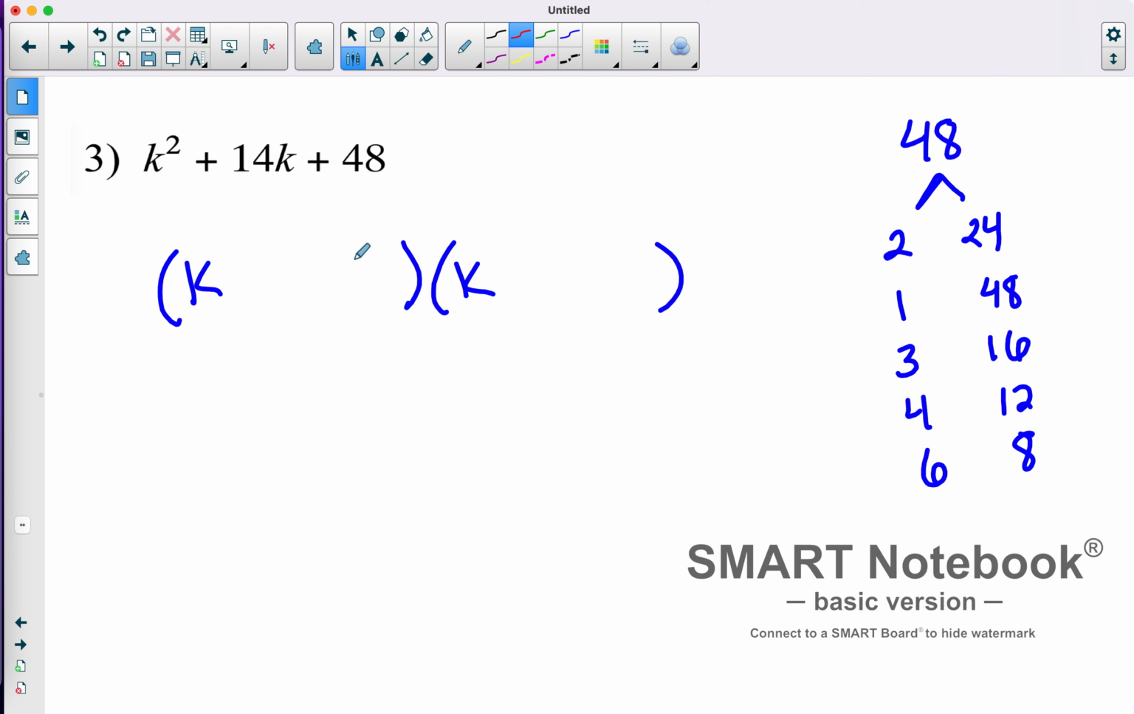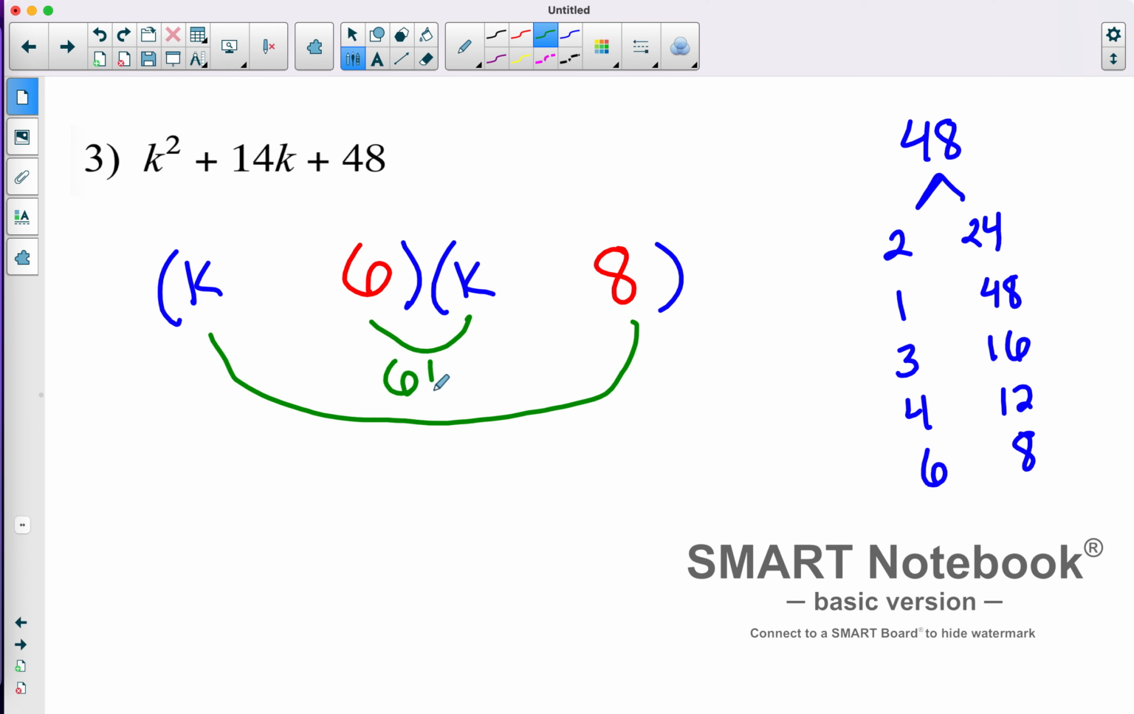So if I had checked, let's start with 6 times 8. This guess and check method builds over time, but k times k was k squared. We know that. Let's check the inside and the outside to see what that combination is. So 6k and 8k would combine to give me a 14k, which is what we want. We need a positive 14k, and a positive 6 plus 8 does give me 14. We double check the last part as well. So 6 times 8, positive times a positive is positive 48. So that's how it would factor into k plus 6 times k plus 8.